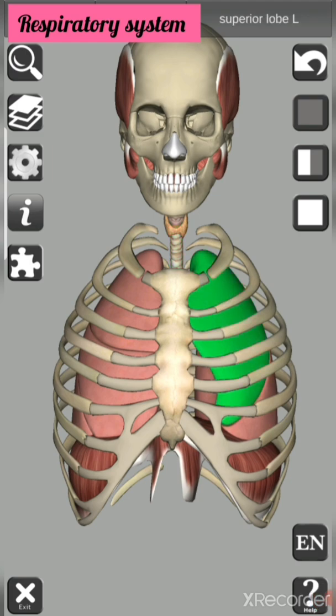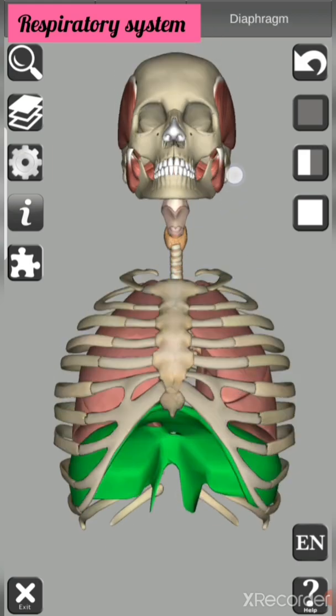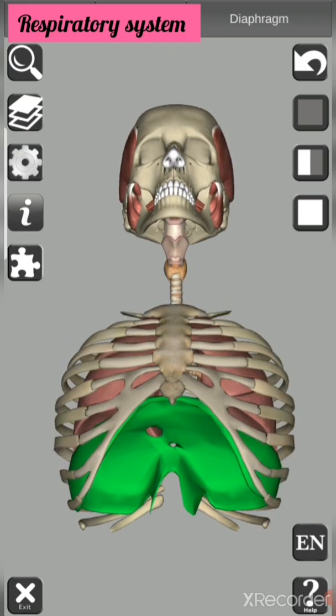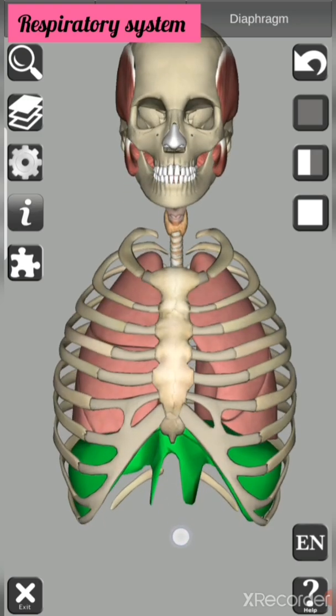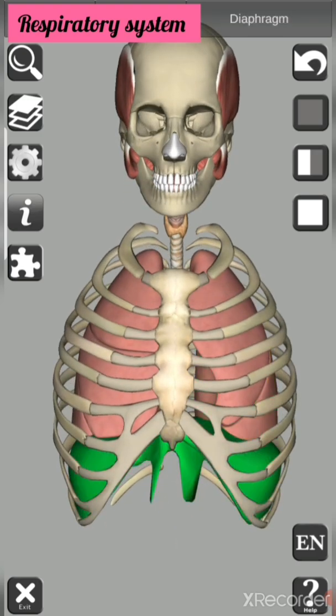In our respiratory system, one more organ plays an important role. We have seen the lungs, trachea, bronchi, larynx, pharynx, all these organs. One more muscular organ divides our upper body part and the lower body part. This muscular organ is situated here, on the bottom of the rib cage.